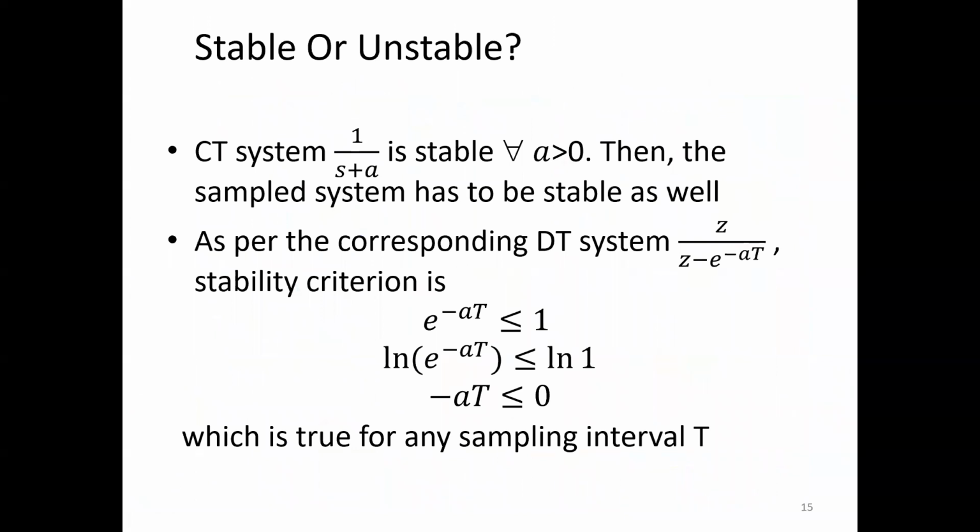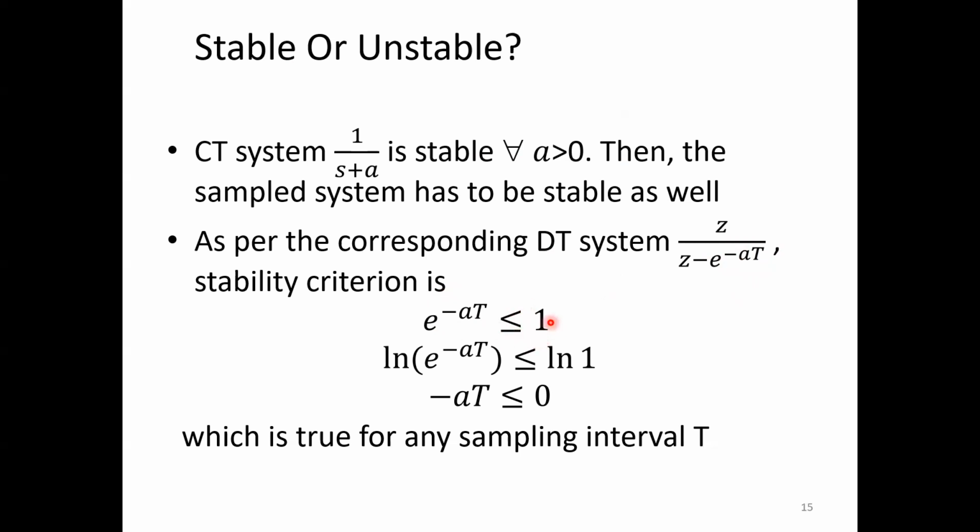Here is the extension of the same theory. The continuous time system 1 over s plus a is stable for all a greater than 0. I think we saw that. Then the sampled system has to be stable as well. The sampled system cannot be unstable because of just the sampler, if the system is stable, because the sampler is only taking the readings. As per the corresponding discrete time system, which is z over z minus e to the minus aT, the stability criterion is that the pole, e to the minus aT, stays within the unit circle.